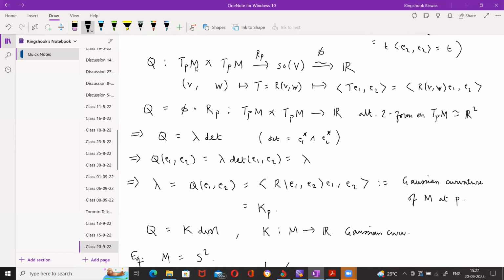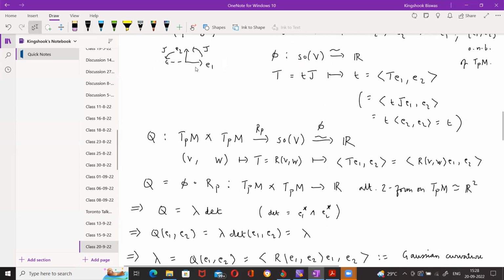So this now is an alternating bilinear form, a multiple of E1 star wedge E2 star. How do I get this multiple? I apply both sides to the pair E1, E2. That gives me lambda, which is Q of E1, E2. So that becomes the inner product of R(E1, E2)E1 with E2. Geometrically, R(E1, E2) is my infinitesimal rotation, which is some multiple T times J.